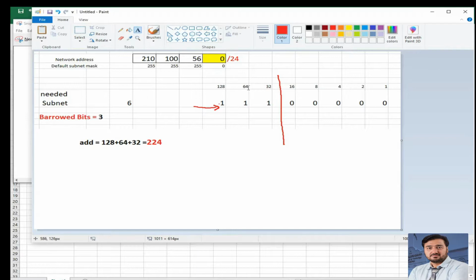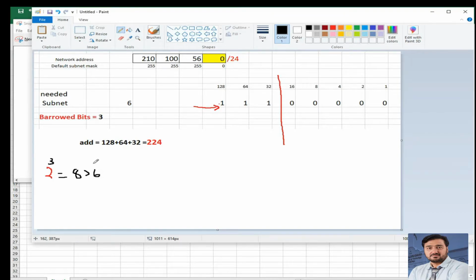This is the scale, as I told you. Up to this point, you need to add the values of these bits, the bits which are 1, because our needed subnet is 6. 2 power 3 is equal to 8. So 8 is greater than 6, our needed subnet.